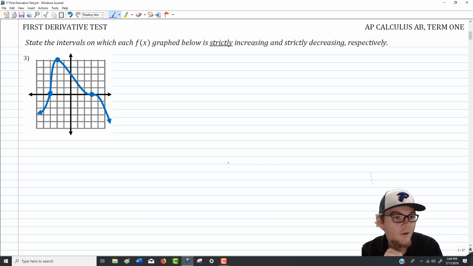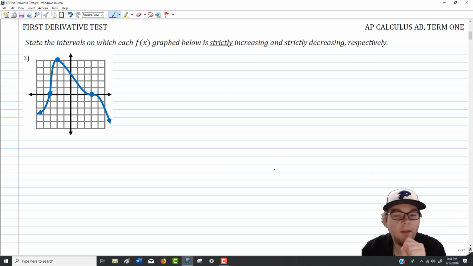The first problem that we are going to look at comes from the first section, which is just based on visually identifying where a function is increasing or decreasing, but the instructions here are instructive, naturally. They tell us to state the intervals on which each f of x graph below is strictly increasing and strictly decreasing, respectively. So the key word is the one that's underlined, strangely enough, just one time, in looking at this graph. We're talking about something where a function is strictly increasing.